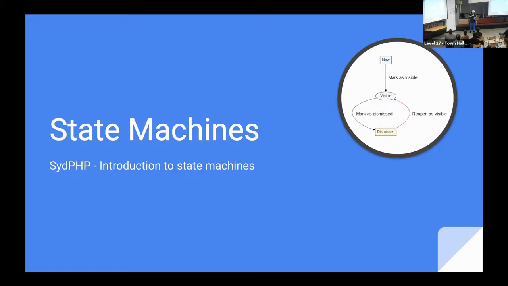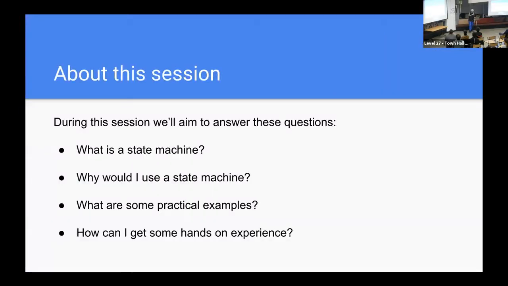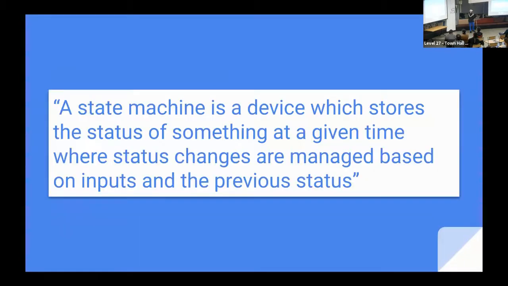Let's go. All right. So what we're going to do, we're going to cover off a few things. We're going to talk about what a state machine is, why we'd use one, some practical examples, and also how you can get some hands-on experience doing something similar to what I've done. So what is a state machine? A state machine, quite simply, is a device which stores the status of something at a given time, where status changes are managed based on inputs and previous status.